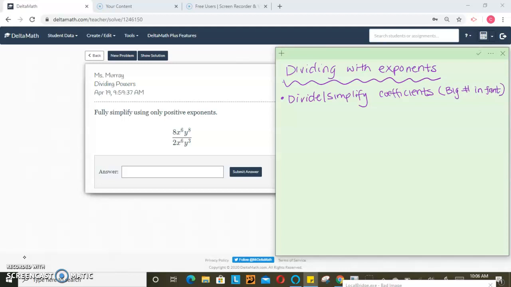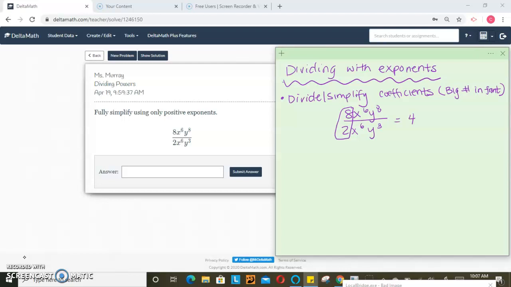Okay, so for example, in the problem off to the side, my coefficients are the big 8 and the big 2. So I have 8x to the 6th power y to the 8th power over 2x to the 6th power y to the 3rd power. So I'm going to divide, those are my coefficients. So when I divide them, I'm going to get 4. Okay, since it divides evenly, that 4 is going to end up in the numerator.